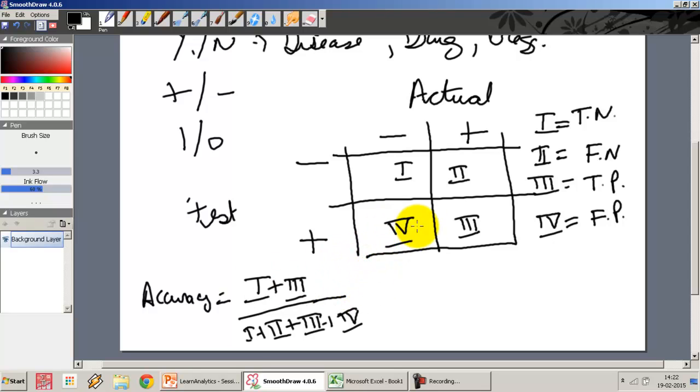But what do we mean by sensitivity of the test, and which ones are the errors? We know quadrant 2 and quadrant 4 are the errors.